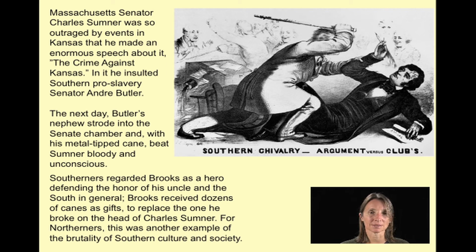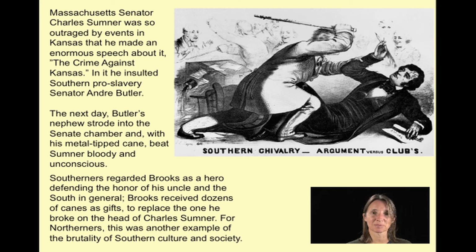He mentioned him by name. He said that he was in love with slavery, that slavery was his harlot, which is a whore, a prostitute. And it was this real insult. And in Southern culture, that was like totally not cool. In Southern culture, you had to defend your honor and your reputation.